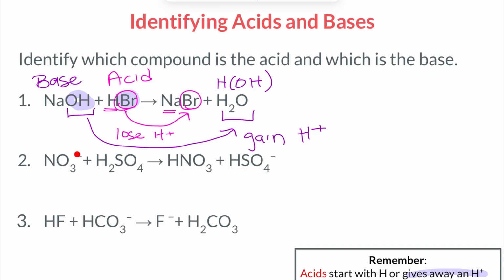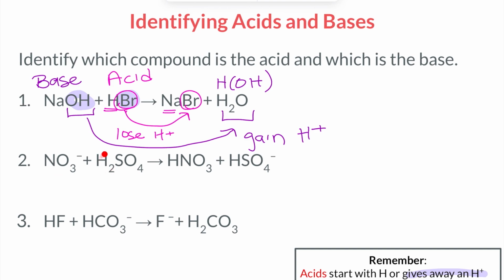Next one, NO3 minus. And you don't need to write reactions with these minuses or these pluses in them. You just have to be able to identify what is your acid term and what is your base term. NO3 with a minus charge plus H2SO4. Which of those is an acid and which is a base?